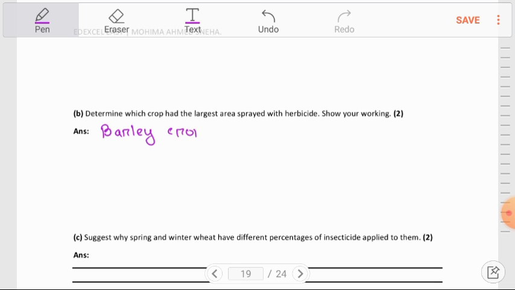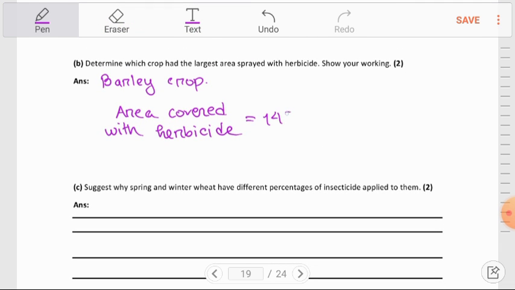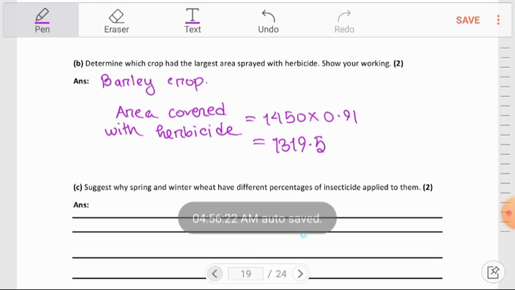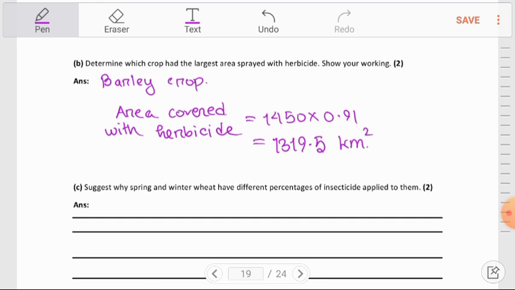We have already identified the crop and we need to just find the area now. So area covered with herbicide, and that would be 1450 times 91 percent. That means 1450 into 0.91, and if you calculate it you get a value of 1319.5. Area was measured in kilometers, so 1319.5 kilometers square. So with this, our part B ends.